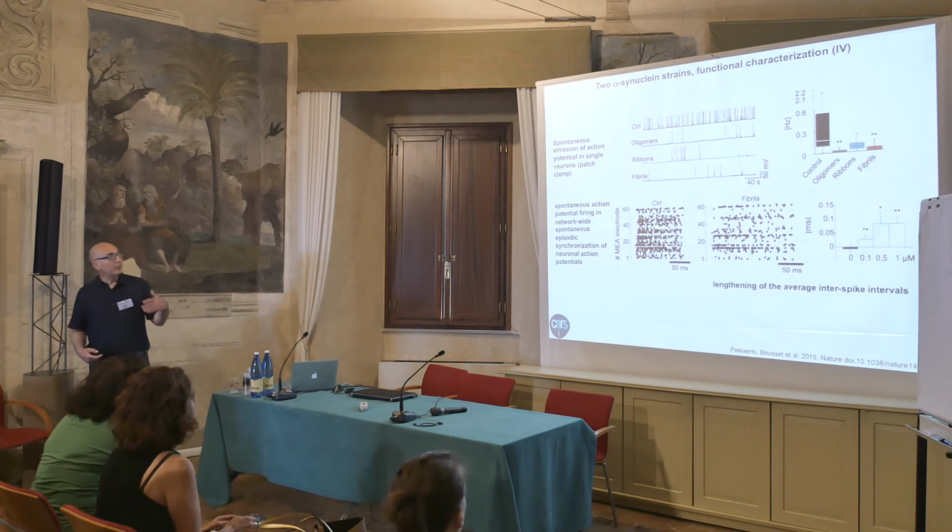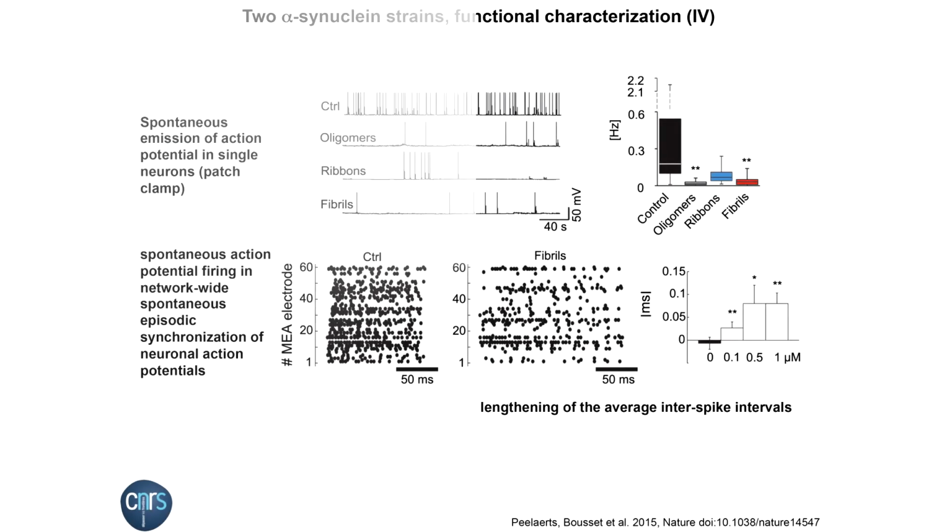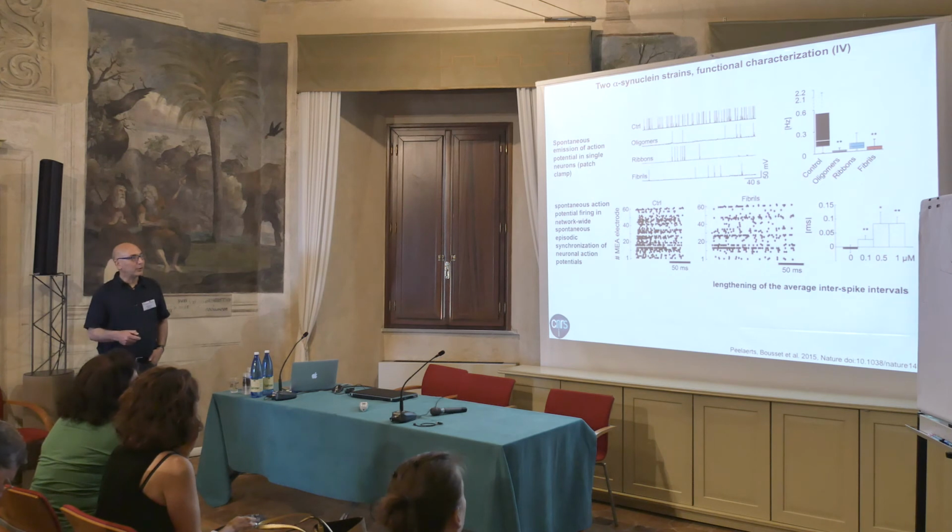So then we did some electrophysiological recordings. We saw some of these during the meeting. We did patch clamping on single cells or on networks of cells using these MEA culture chambers. And you can see that, that's why I keep saying that I never said that oligomers are not toxic. I say they are less toxic than fibrils. But you can see changes as soon as you add oligomers, ribbons, or fibrils, not in the control.